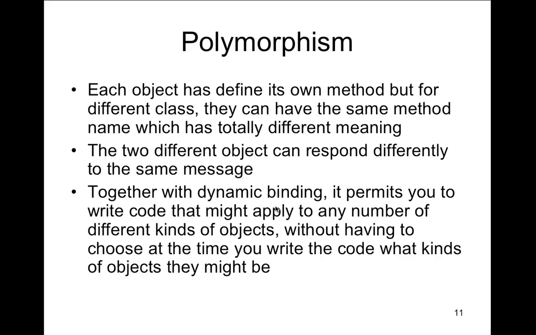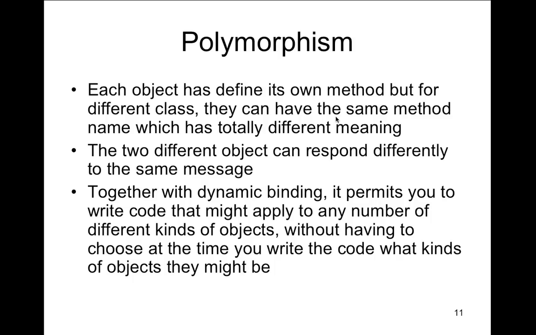Polymorphism is supported in the language, obviously. It's a true object-oriented language. So each object has defined its own methods, but for different classes, they can have the same method name, which has a different meaning to it. So we can have multiple different methods with the same method name with different functionality and different meaning, which means different objects can respond differently to the same message. They have the same method name, but they can have different meanings.